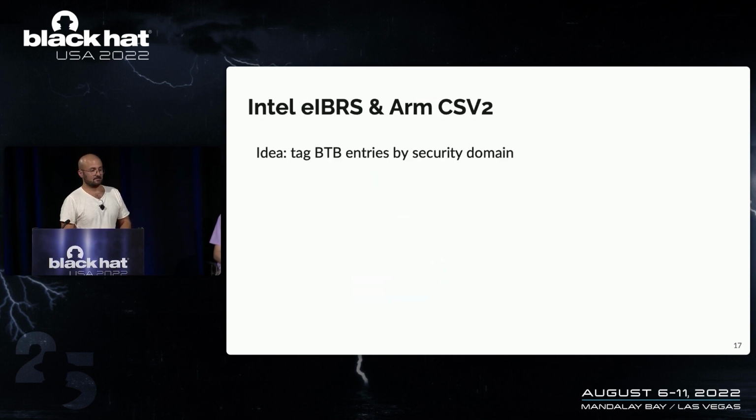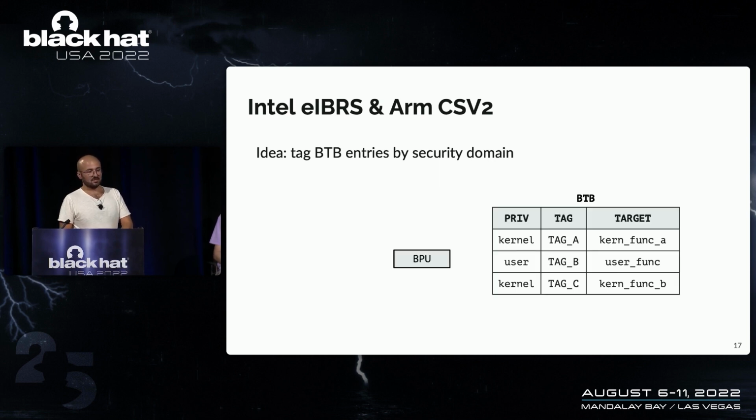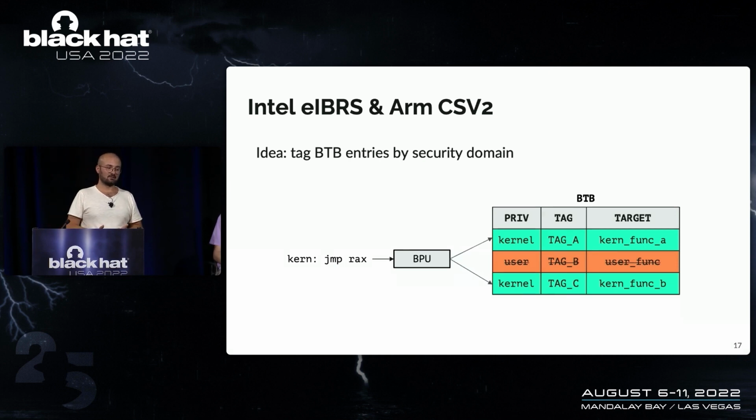And what do we mean by that? The general idea is that we want to tag the BTB entries by security domain. The way you can visualize this is you can simply extend the BTB with an extra column where you tag the entry with the user or kernel context, or guest or host, or whatever. And afterwards, when you perform a jump from the kernel context, for instance, at this point the BPU will allow you only to speculate to targets that belong to the kernel context.